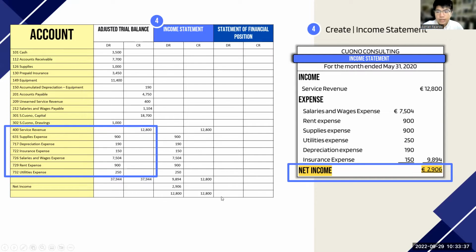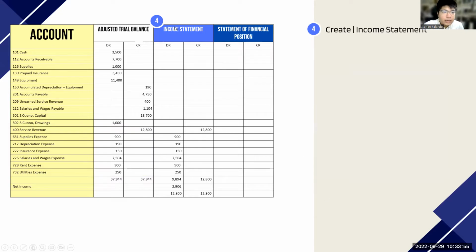12,800, 12,800. So by plugging, after you copy this, you'll be able to get the subtotal of your debits, your subtotal of credits, and whatever the difference is will be your net income, right? So net income. So clear, income statement column, right?